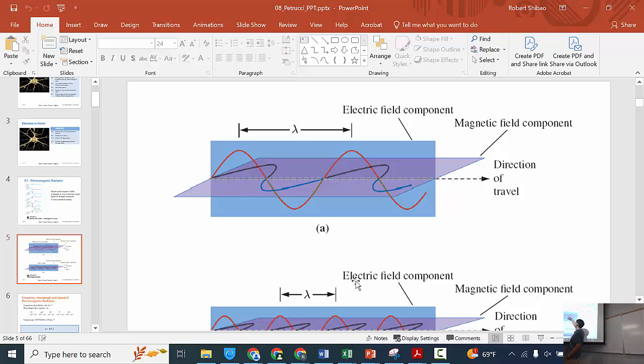The sign that measures peak to peak? Oh, this one? The distance here? That's called lambda. That's a lowercase lambda, from the Greek alphabet. And this lambda is referring to wavelength. Wavelength.